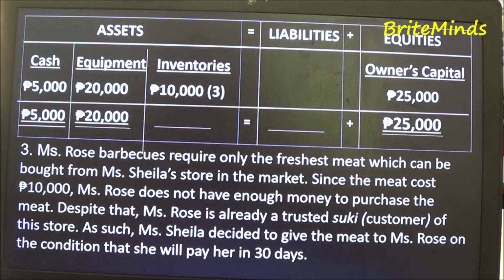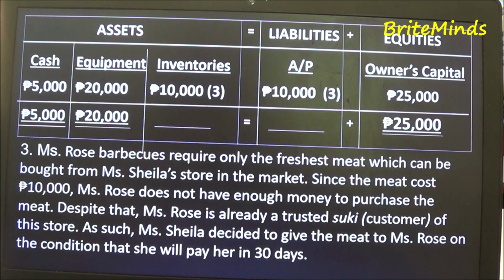So what will be the account that will be affected on the right side of the accounting equation? Since Miss Rose purchased it on account, it will be accounts payable, so it will be under liabilities. Miss Rose will pay Miss Sheila in 30 days, for 10,000 pesos.